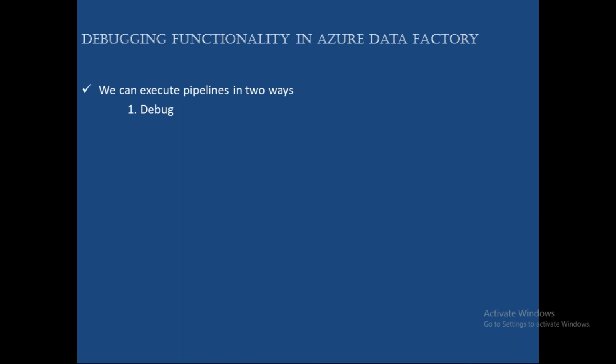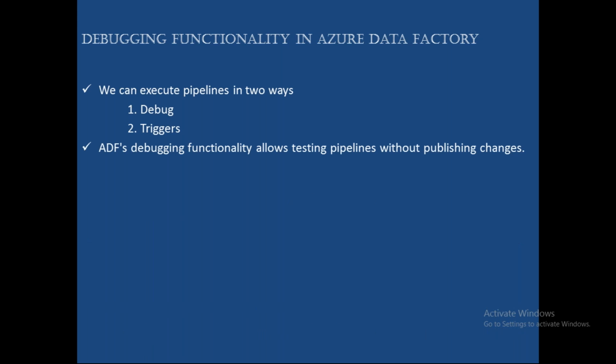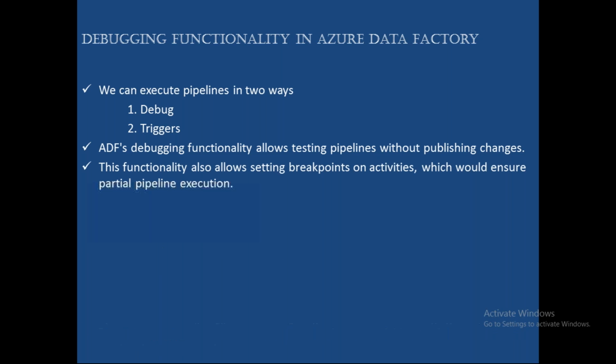Debugging functionality we have seen: we can execute a pipeline in two ways, debug and triggers. The ADF debug functionality allows testing a pipeline without publishing changes. We tested this one yesterday. Next, this functionality also allows setting a breakpoint on activities, which ensures partial pipeline execution. As we discussed, say we have 10 activities in a pipeline and I want to execute the first 5 activities to test my pipeline. That is possible. You can create a breakpoint and do that.